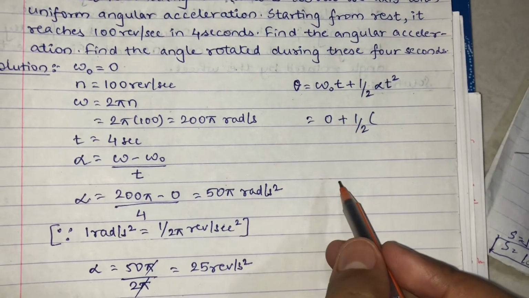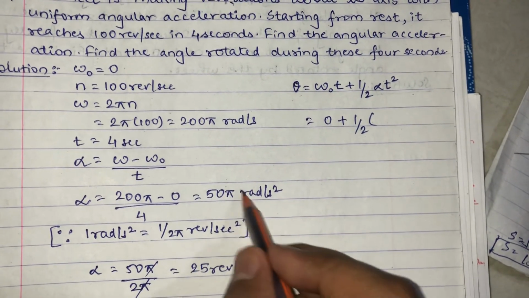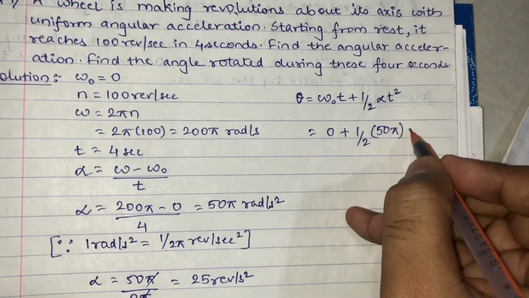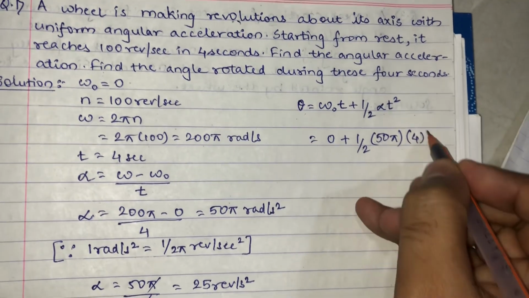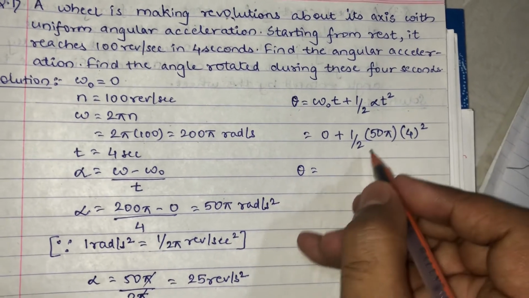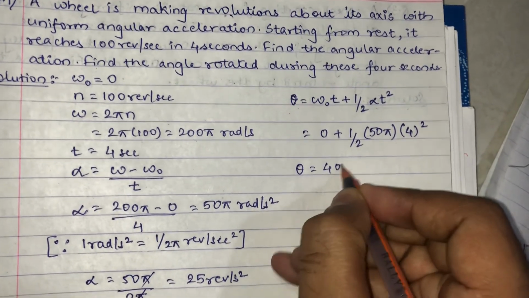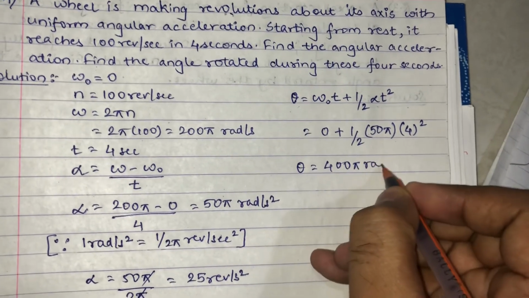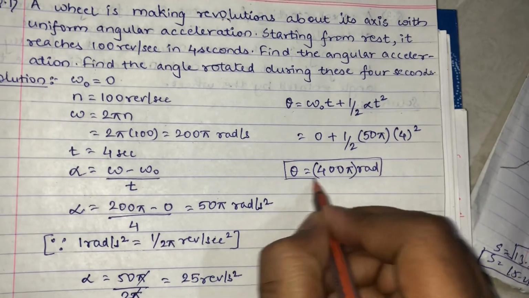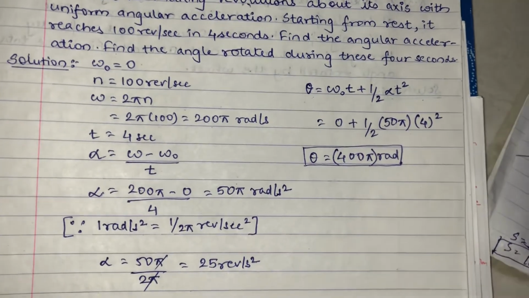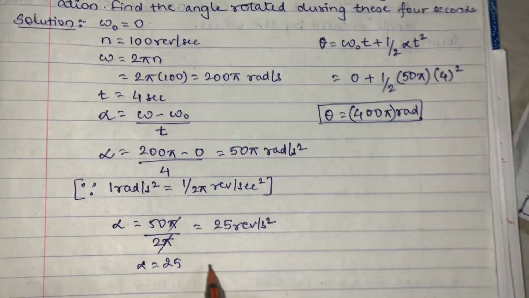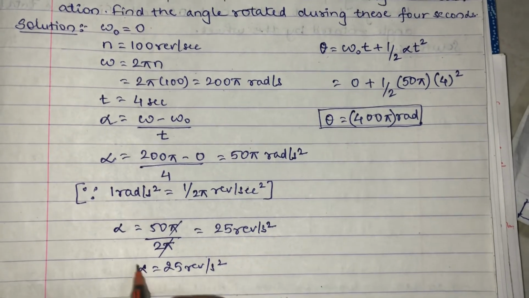But theta is not in terms of revolution, it is always in radian, so you have to put this value. So this is your 50 pi, and the time taken is 4 seconds, in square terms. So theta equals, if you calculate this whole term, you'll get 400 pi, and the unit of it will be radian. This theta is 400 pi radian, whereas alpha here is 25 revolution per second square.